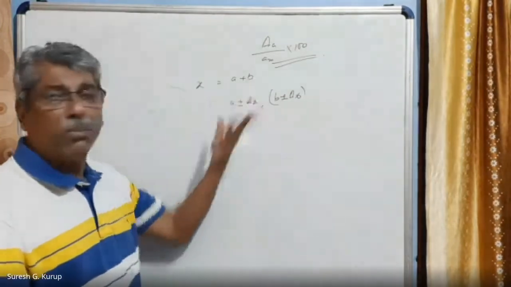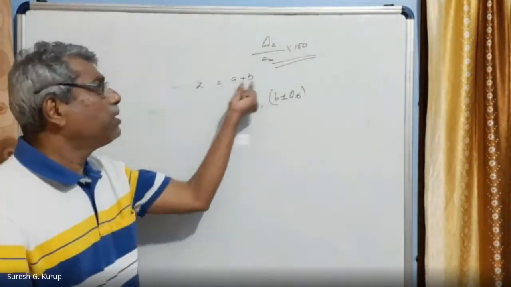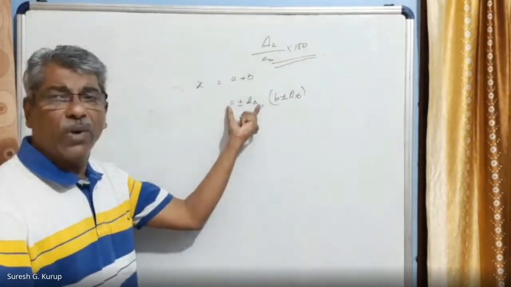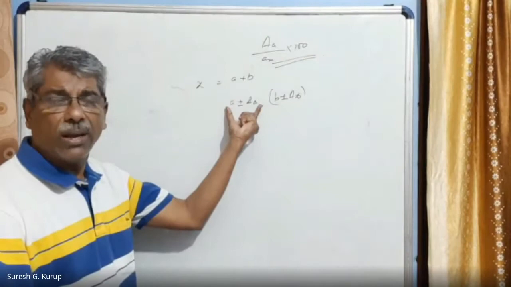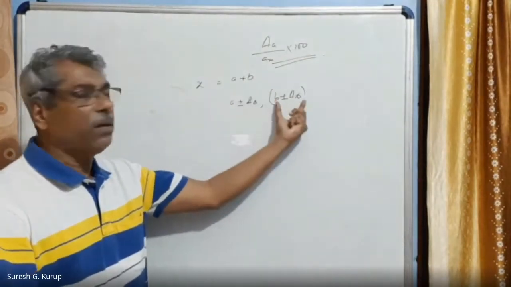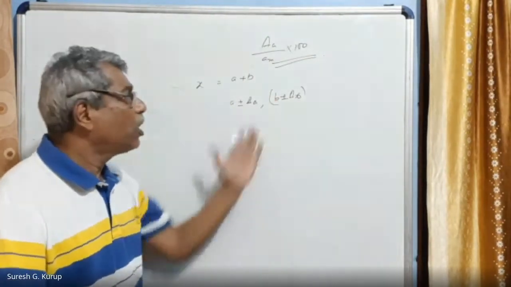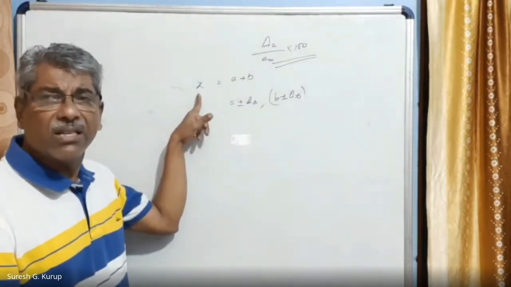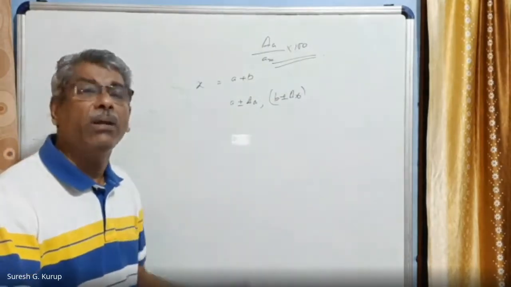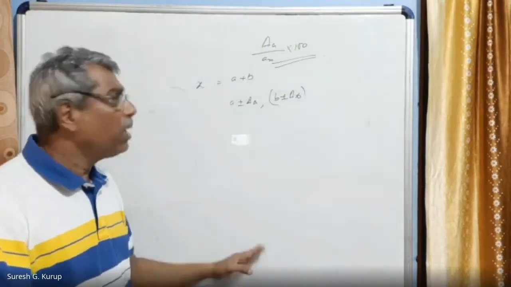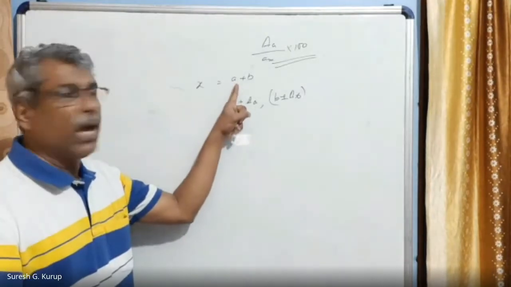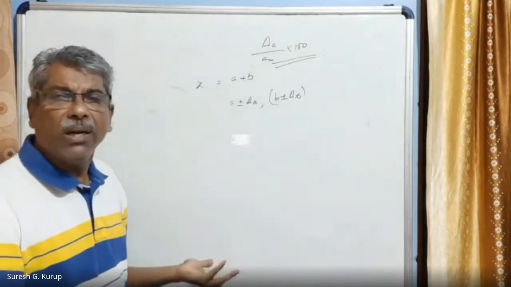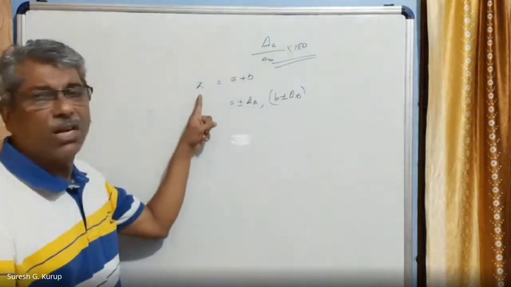Suppose two quantities, length and breadth, are added. The length's real value is A, and the observed value is A plus delta A. And for the breadth, the observed value is B plus delta B. When these two are added, in the final result there will also be errors. Combined errors will be there. That error is due to the absolute error in A and the absolute error in B, so a combined error will come in the resultant value.